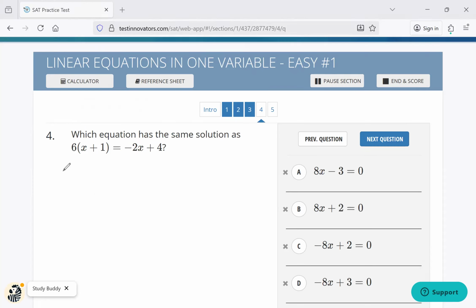So question 4 says, which equation has the same solution as this? Okay, so let me read the question again. Which equation has the same solution as 6 parentheses x plus 1 equals negative 2x plus 4?